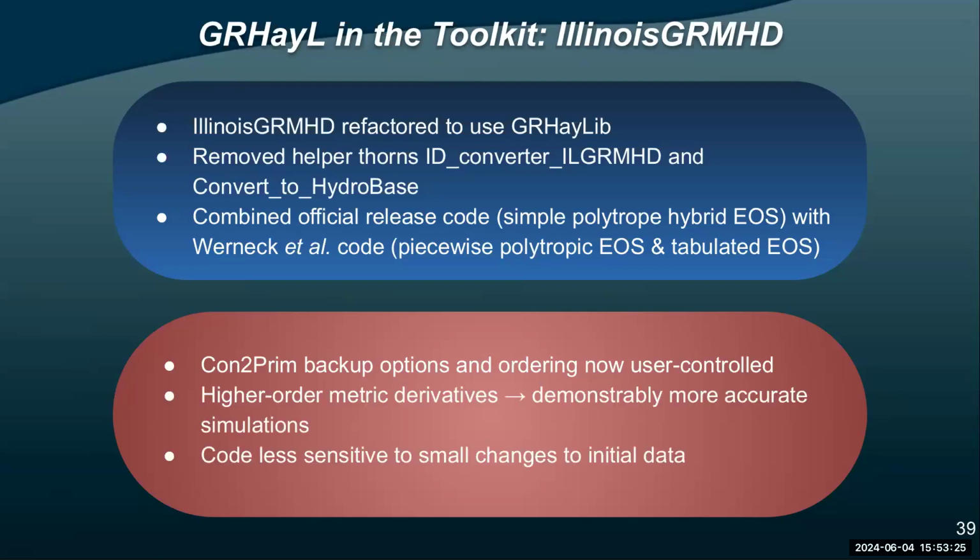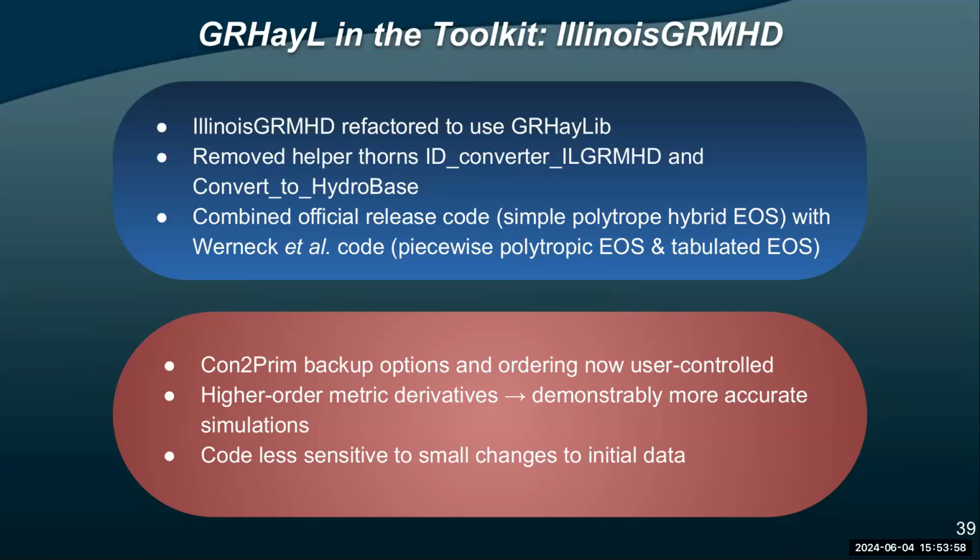We also changed, so this isn't connected to GRHayl directly, but the source terms require metric derivatives, and it just takes the derivatives that you give it. So GRHayl doesn't know how you got them, but we changed how IllinoisGRMHD was actually computing the metric derivatives to be fourth order, and it has shown clearly more accurate simulations. Also, probably partially due to this and other code cleanup we've done, the code is now really less sensitive to small changes in initial data.